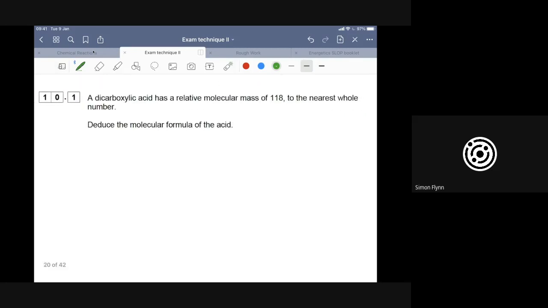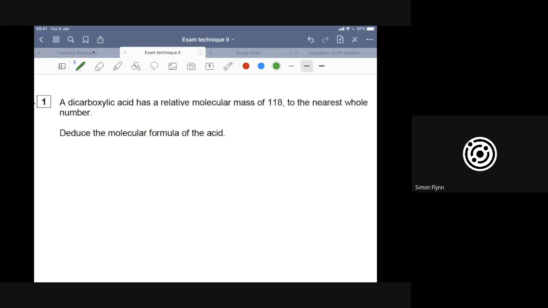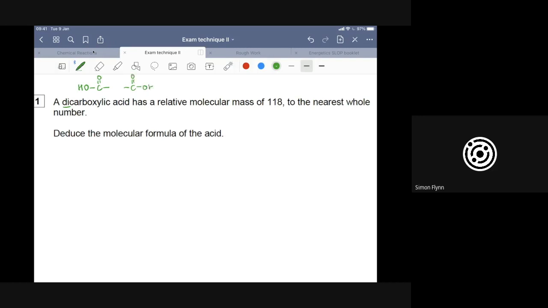Oh, this is a nice one. Okay. So how could we go about making this easier? How can we chunk it down? They tell us it's a dicarboxylic acid. So that means it must have, as part of its structure, it must have that. Okay.